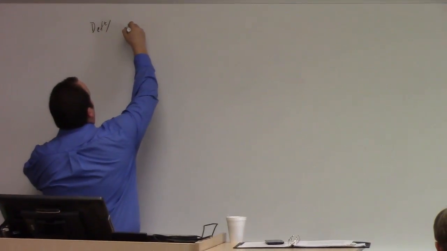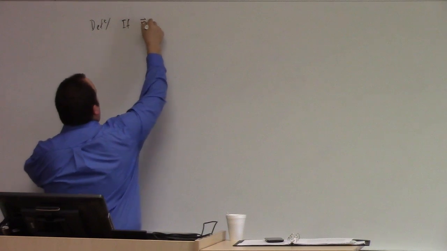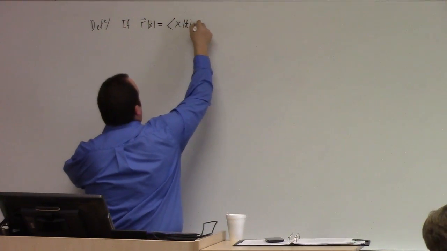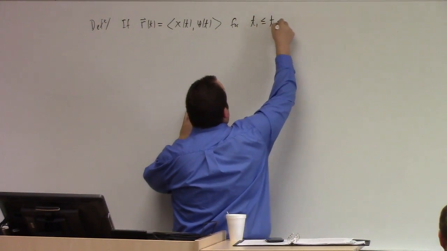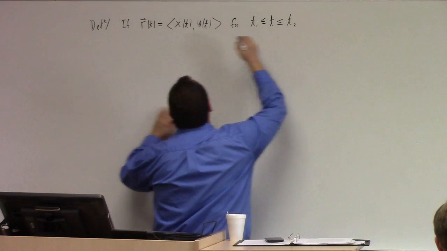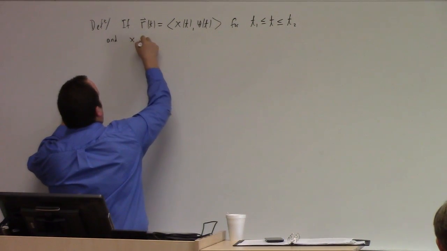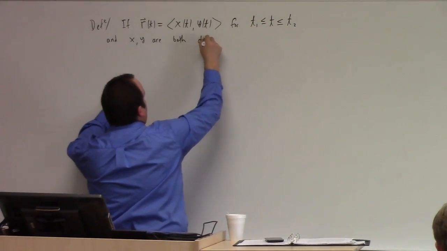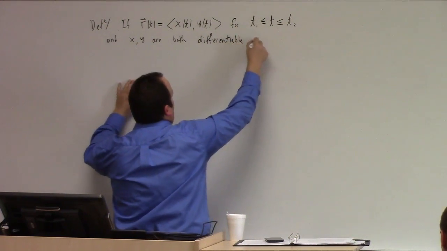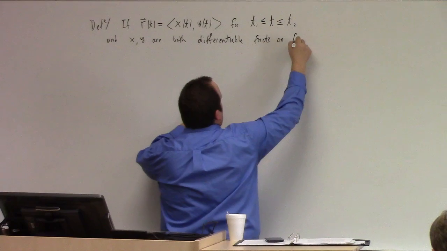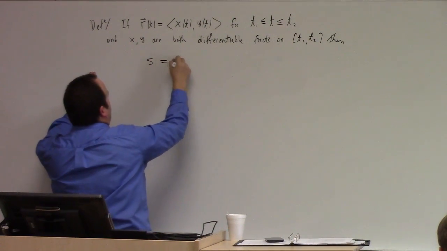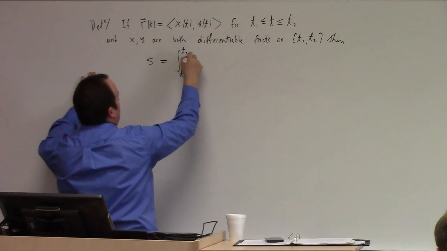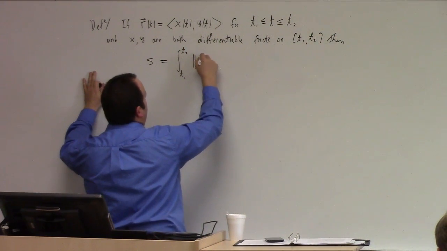So what did we find last time? We found the definition: if r of t equals x of t, y of t, for, let's say, t1 less than or equal to t less than or equal to t2, and x and y are both differentiable functions on this interval, then the arc length of that is just defined to be the integral from t1 to t2 of, well, I can write it this way, the length of dr dt.